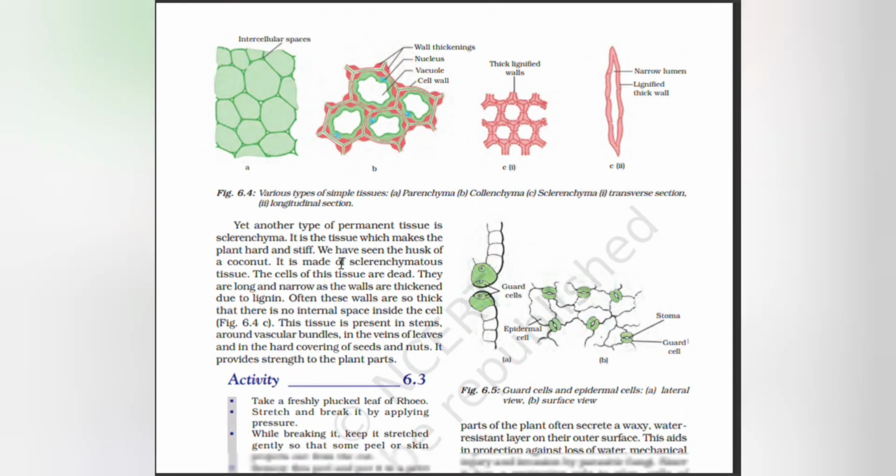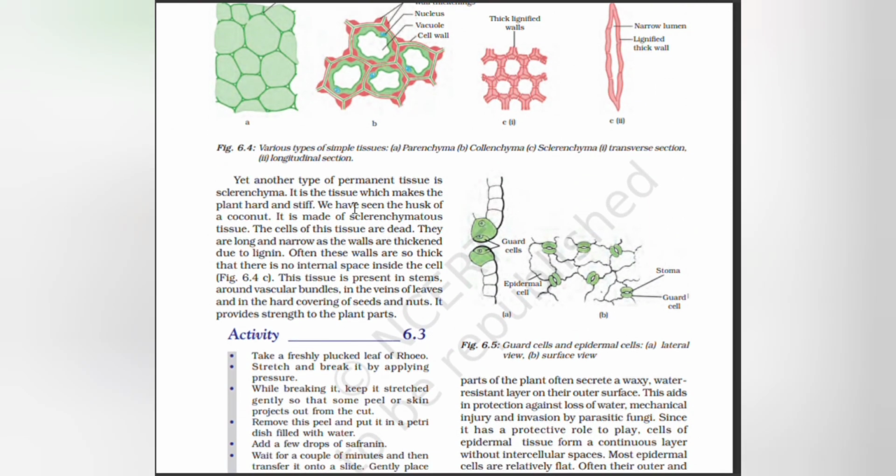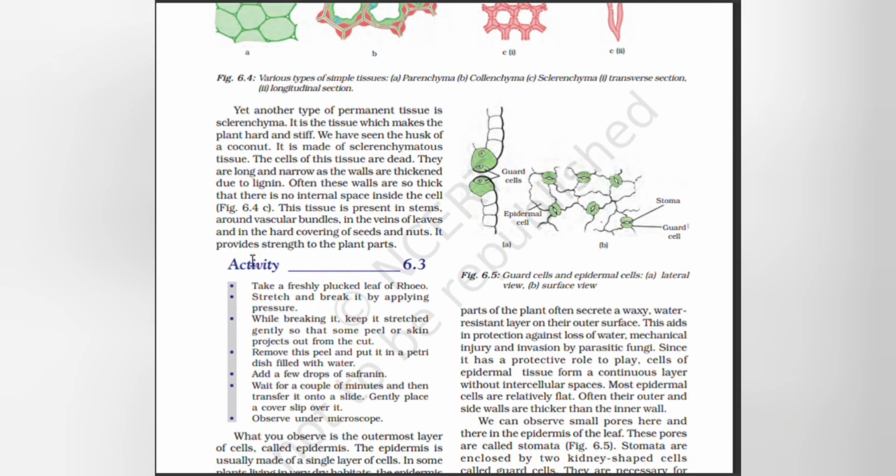Yet another type of permanent tissue is sclerenchyma. It is the tissue which makes the plant hard and stiff. We have seen the husk of a coconut. It is made up of sclerenchymatous tissue. The cells of the tissue are dead. They are long and narrow as the walls are thickened due to lignin. Often these walls are so thick that there is no internal space inside the cell.